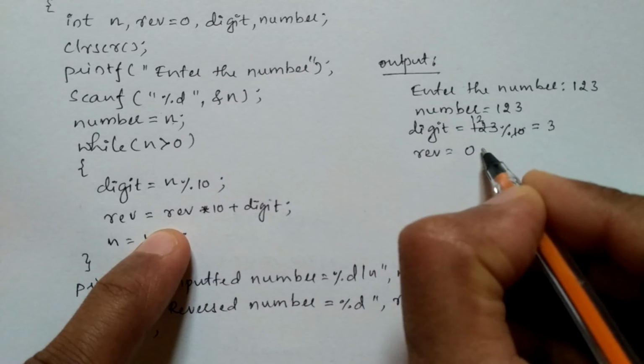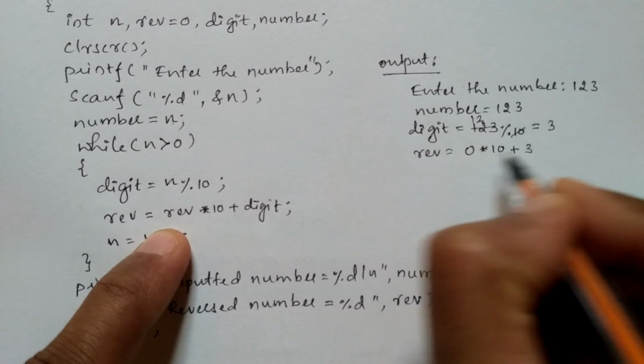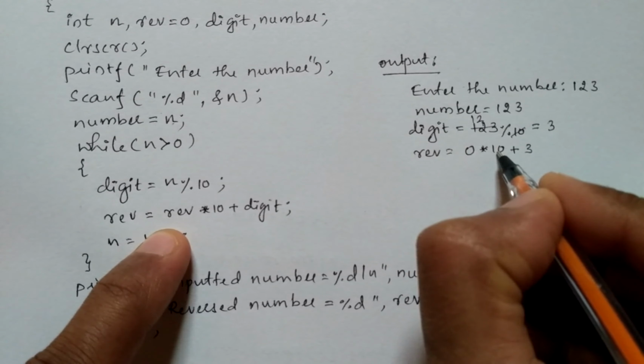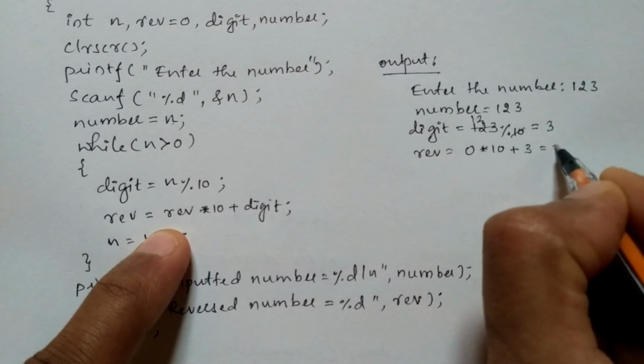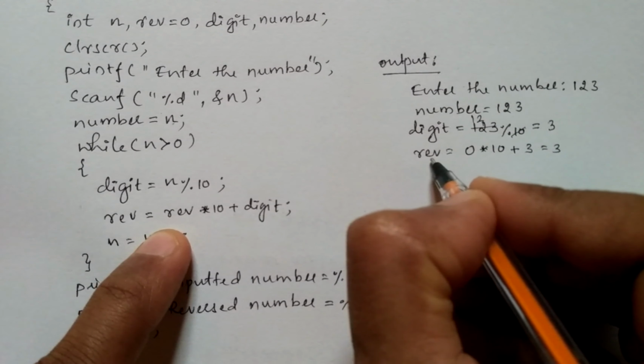Here we'll write 0 into 10 plus digit is what? 3. So 0 into 10 is what? 0. 0 plus 3 is 3. So the value 3 is stored in REV.